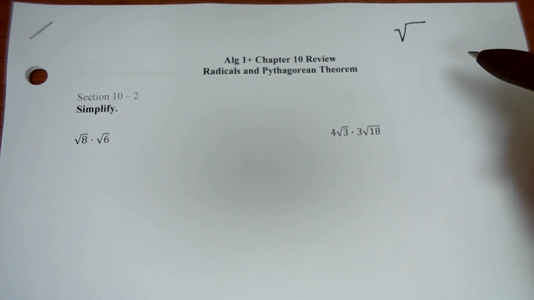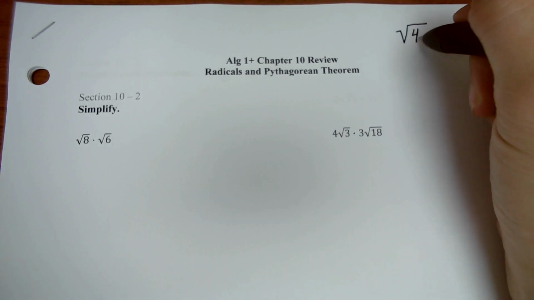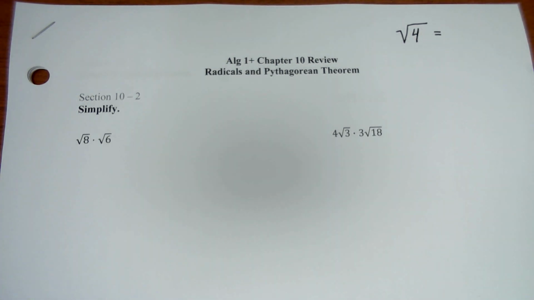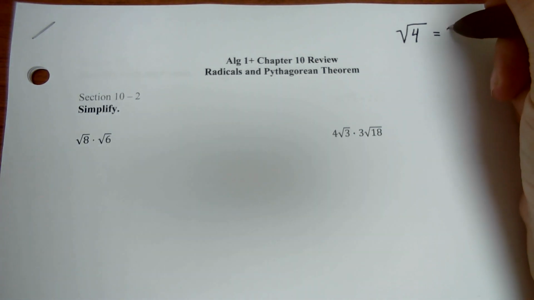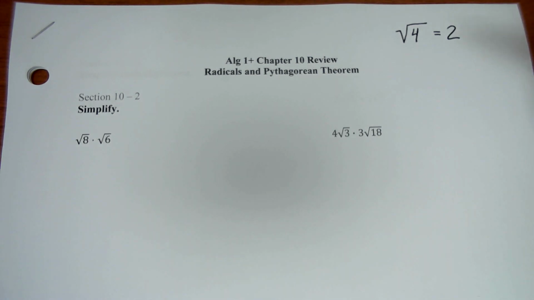The square root sign is basically the inverse of raising a number to a power of 2. So in this case, if I take the square root of 4, that's me asking what number could be multiplied by itself to equal 4. We're basically undoing the squaring that happened when we multiplied 2 times 2 to equal 4. So that's why the square root of 4 is 2.